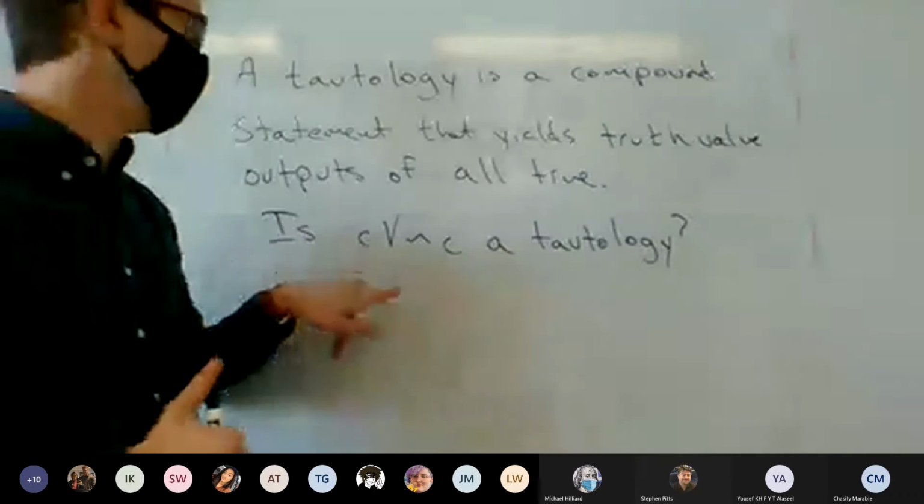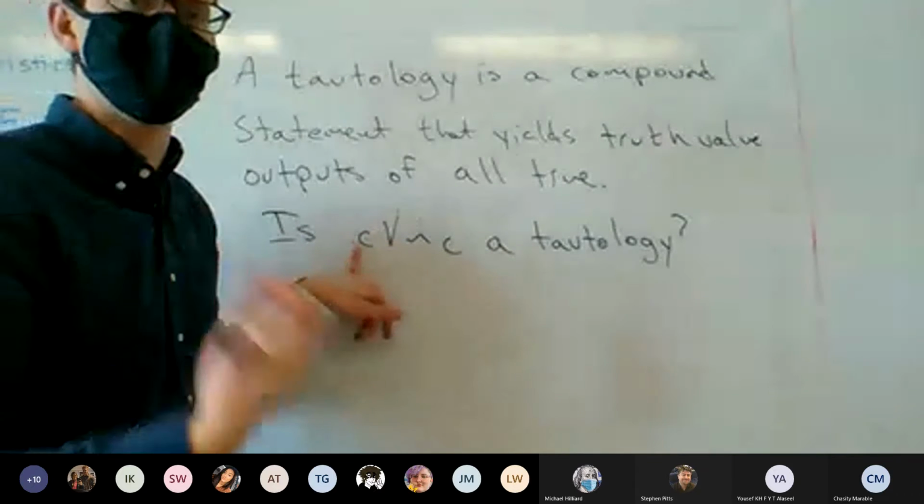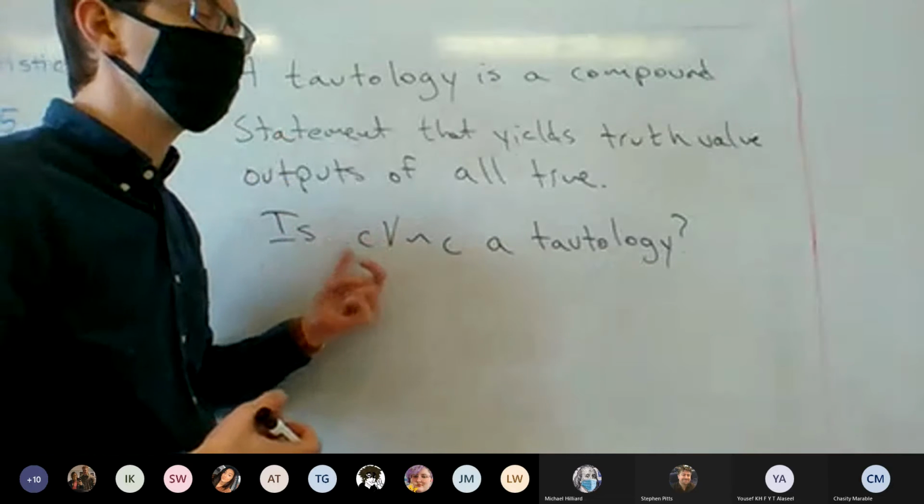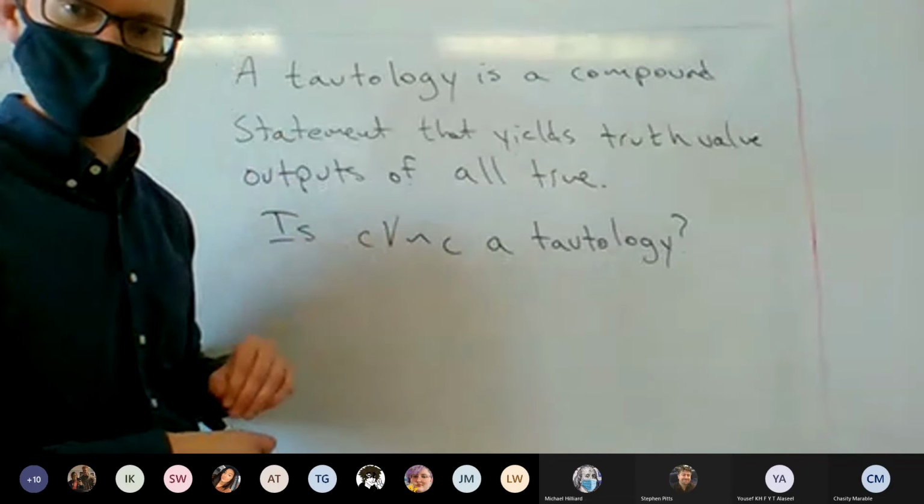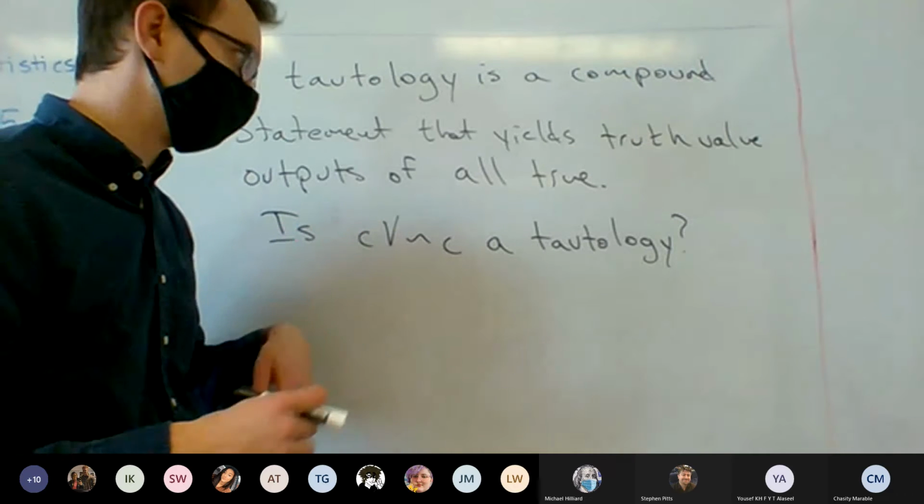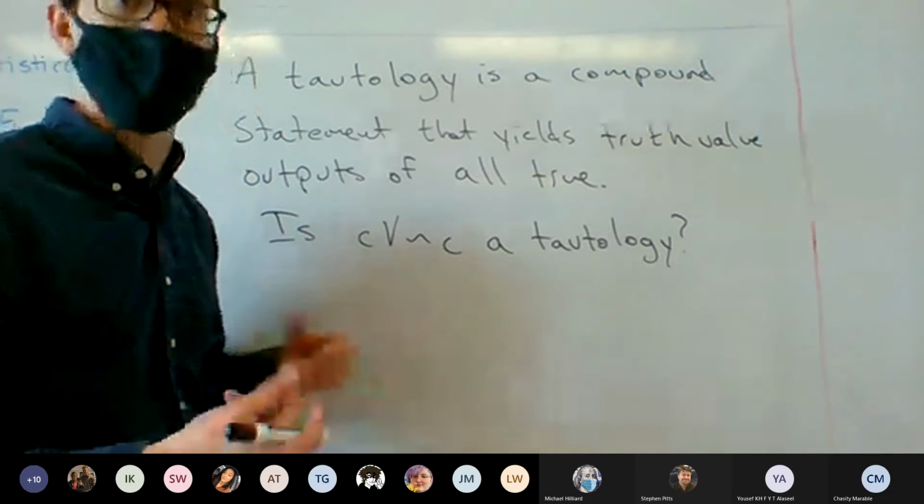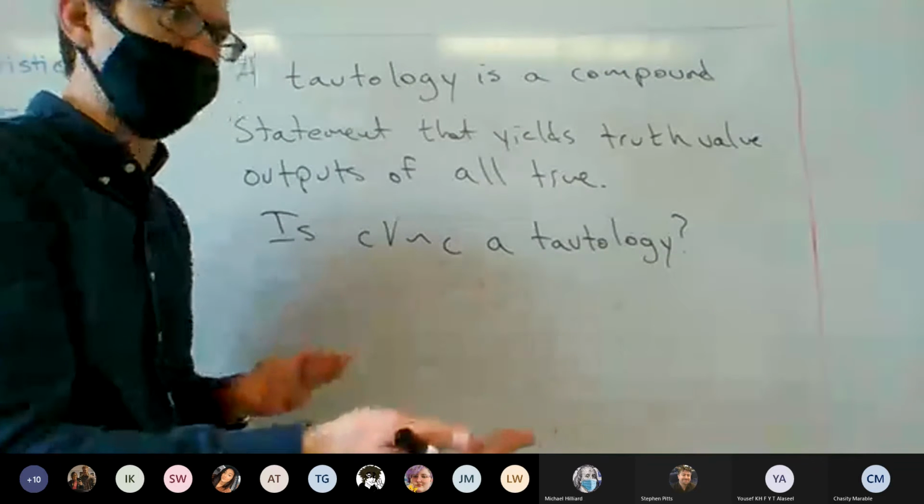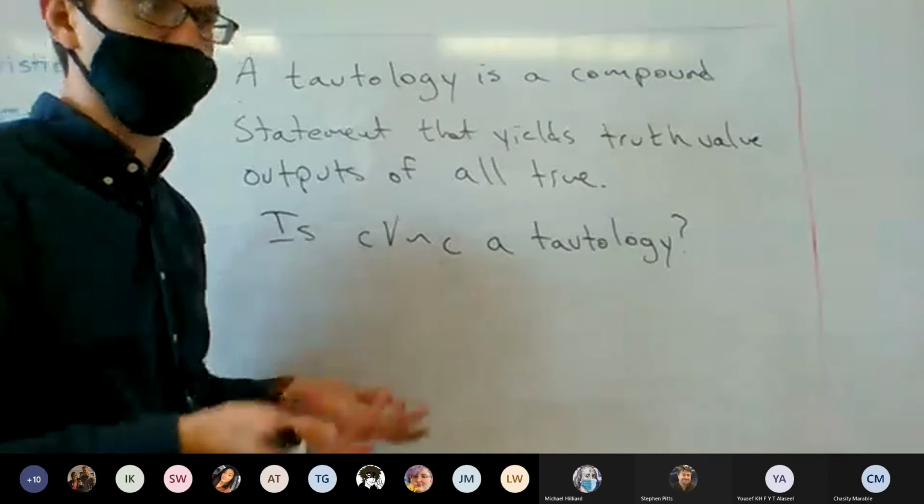Now consider this just in English. Let C be it is sunny outside. If I said it is sunny outside or it is not sunny outside, that's like a meaningless statement, right? Because it's always true, right? Of course, it's either sunny or not. Those are the only two possibilities, right?